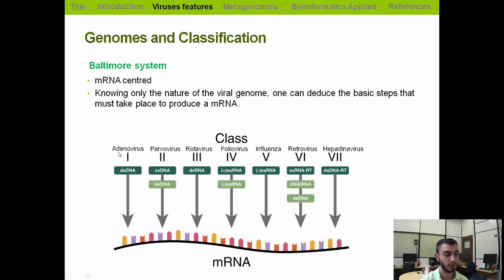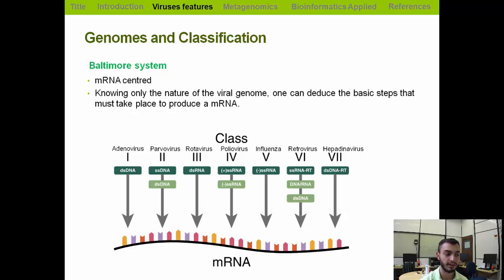But in the class 2 we have the parvovirus that are single-strand DNA. And this single-strand DNA isn't able to produce mRNA, so it needs to be double-strand, and this double-strand is accomplished by the DNA replication machinery from the cell. It can duplicate this single-strand DNA, and then this double-strand DNA can produce the mRNA.